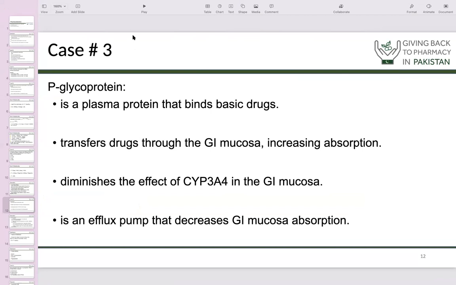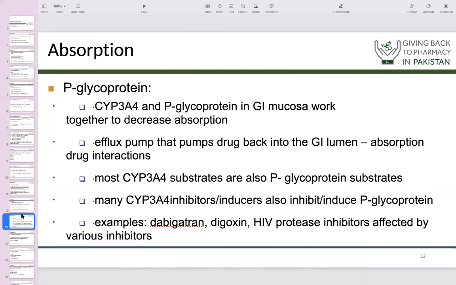You may continue, sir. Okay, so P-glycoprotein transfers drugs through the GI mucosa, increasing the absorption. It diminishes the effect of CYP3A4 in the GI mucosa, or it is an efflux pump that decreases GI mucosa absorption. So P-glycoprotein basically works in the GI mucosa to decrease the absorption, and it is an efflux pump that pumps the drug back into the GI lumen, and it affects drug interaction.